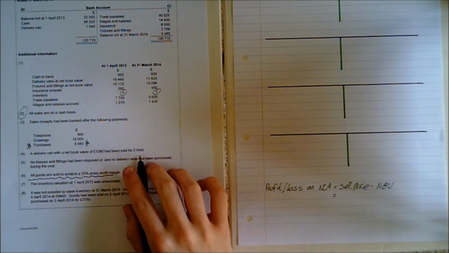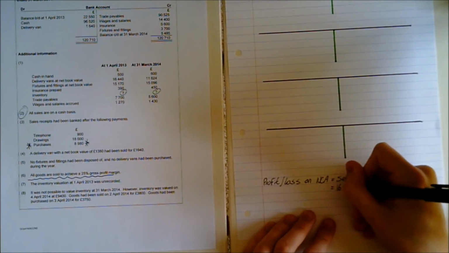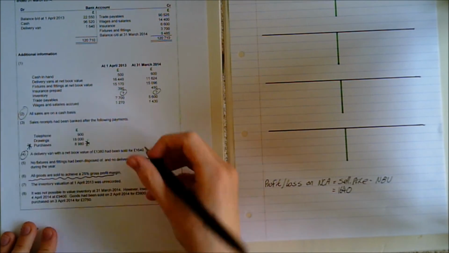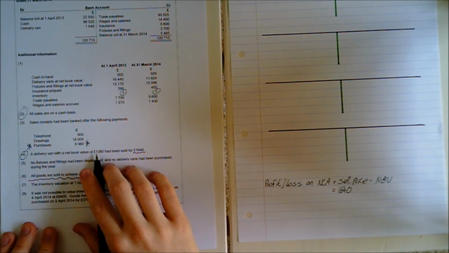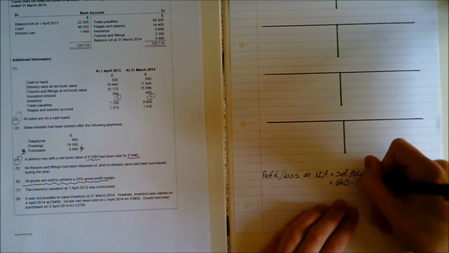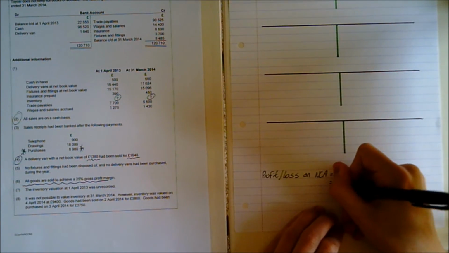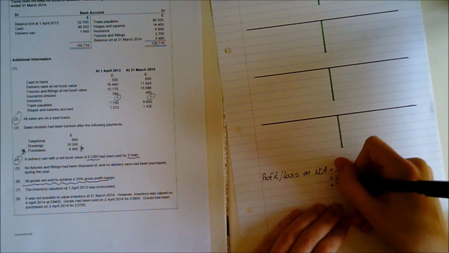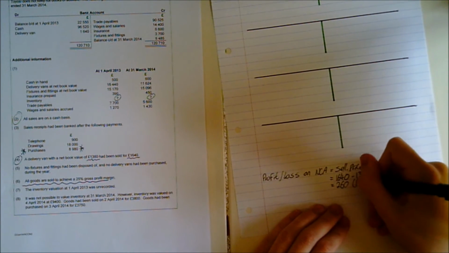So I sold it for 1,640. So I'm going through 0.4 here. I sold it for 1,640, and we valued it, but we thought it was only worth 1,380. So we've sold it for more than what we thought it was worth. So that surely is a profit.